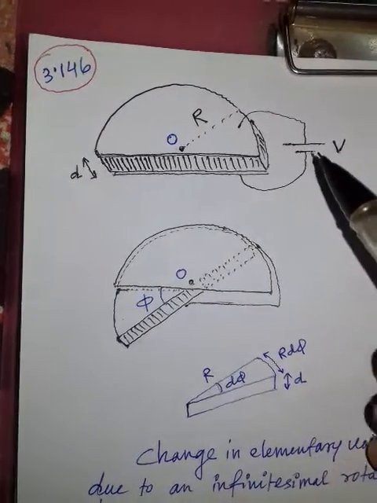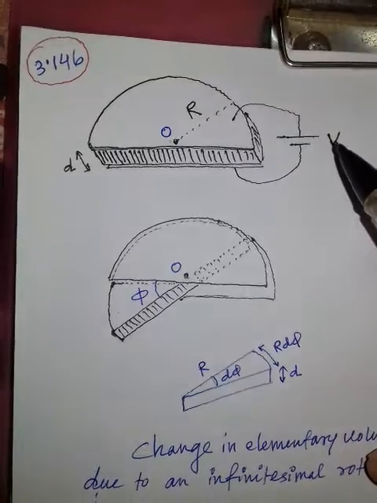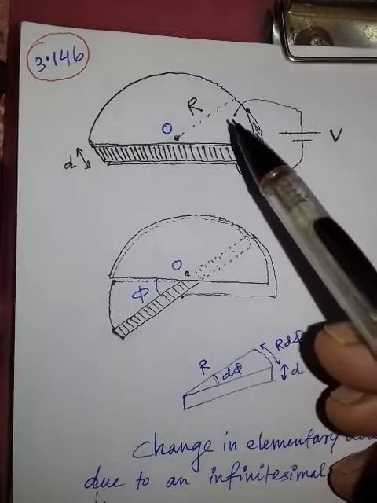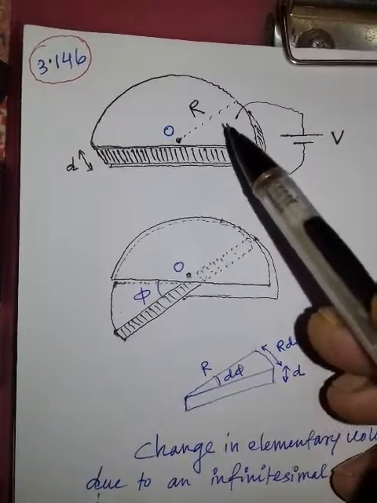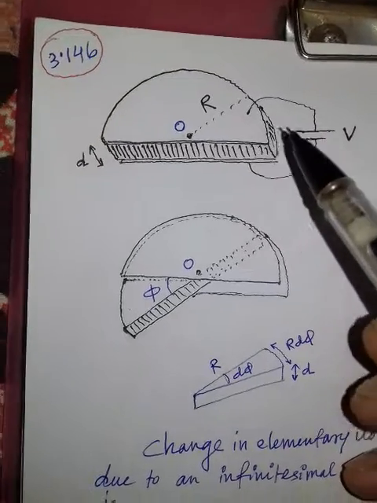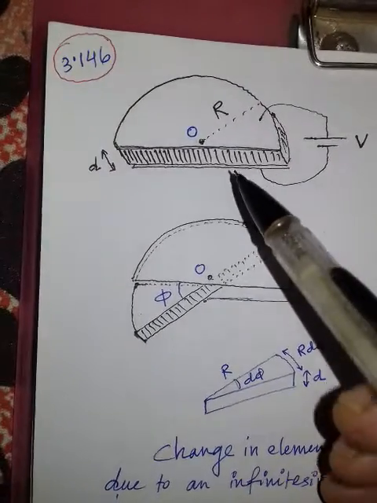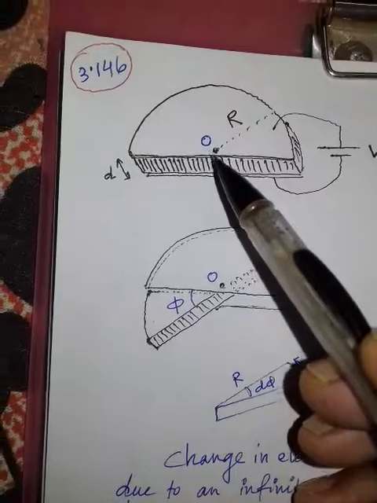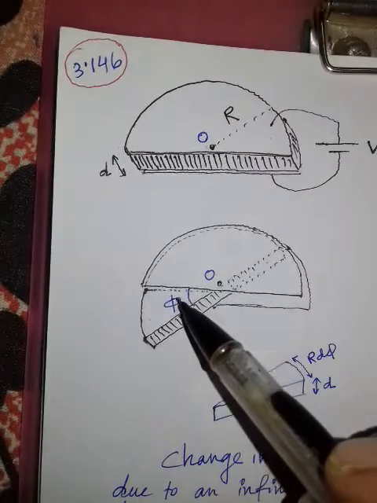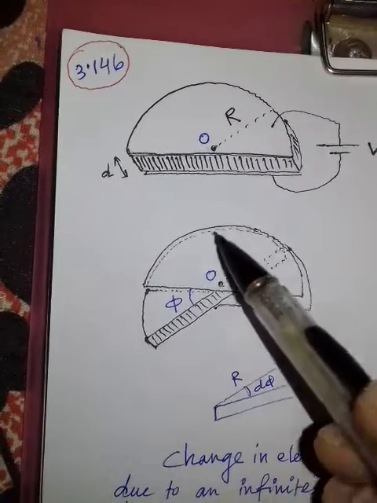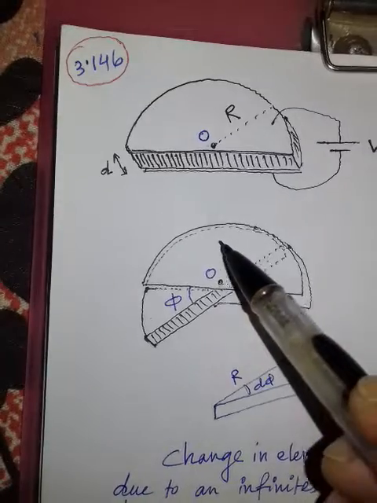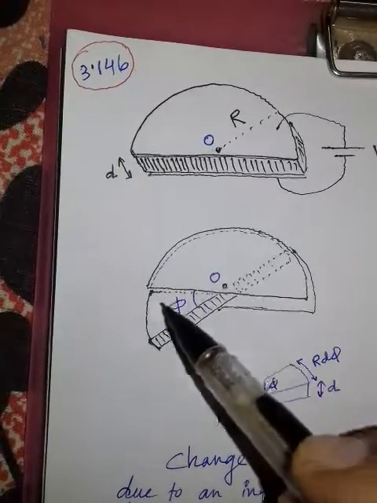A constant potential of value capital V is maintained between these two plates. There is a smooth hinge at the center so that the semicircular dielectric slab can be easily rotated.